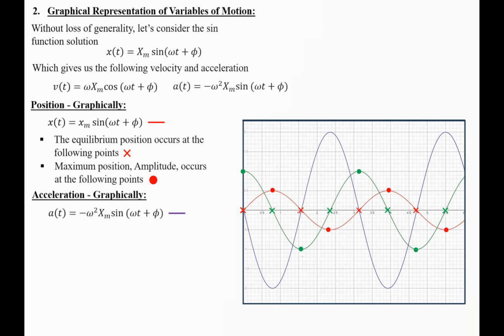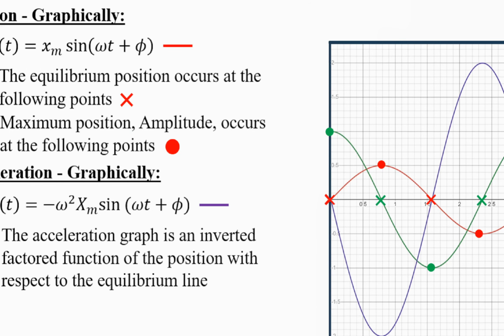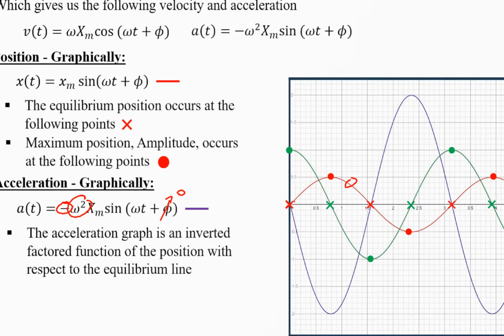Now, what about the acceleration? It's being represented by the purple curve. The acceleration graph is an inverted, factored function of the position with respect to the equilibrium line. Because we're assuming that phi is 0, we have a sine function that should be similar to the red curve, but because we have a minus sign, it will be inverted and inflated, or factored, because we're multiplying by omega squared, so it would be larger than the green and the red curves.